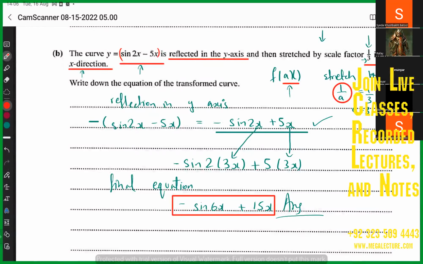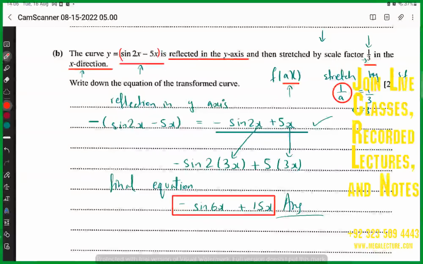Ma'am, for stretch, it's 1 over a. So what will it be for squeeze? Okay, I'll tell you. One second. We only say stretch, okay? We only say stretch. We don't say squeeze. The word is stretch only.